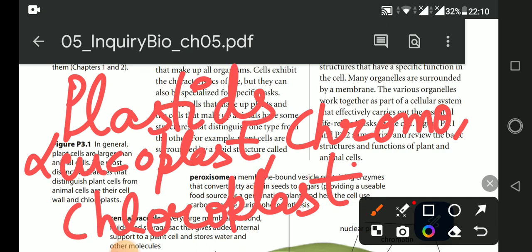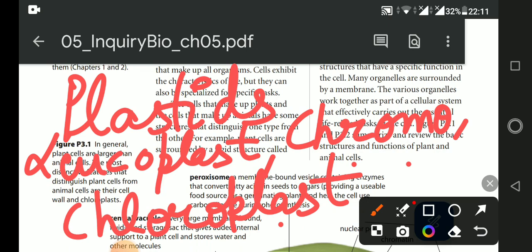Chloroplast is green in color, and it is green due to the presence of chlorophyll. Chlorophyll is a green colored pigment which is responsible for absorbing solar radiations coming from the sun. And that solar energy is then converted into chemical energy by the process of photosynthesis. So, this is the role of different plastids. So, we have done two differences between the plants and animal cell.